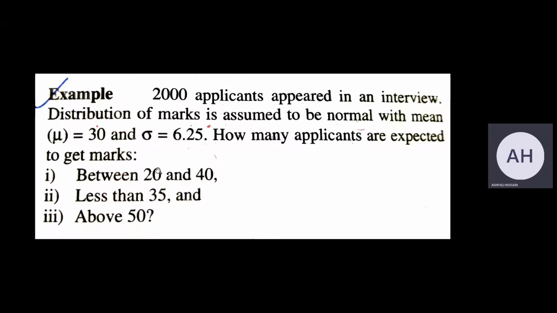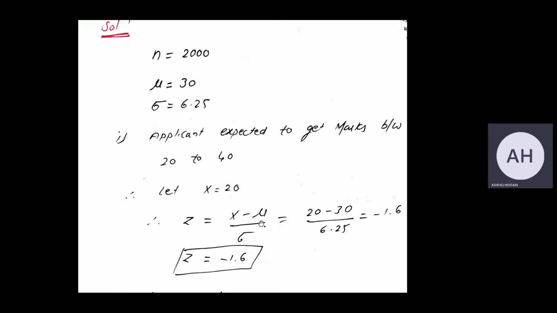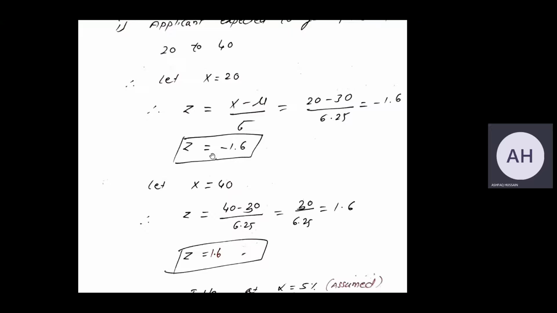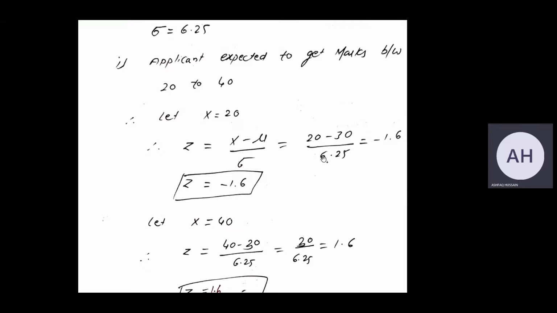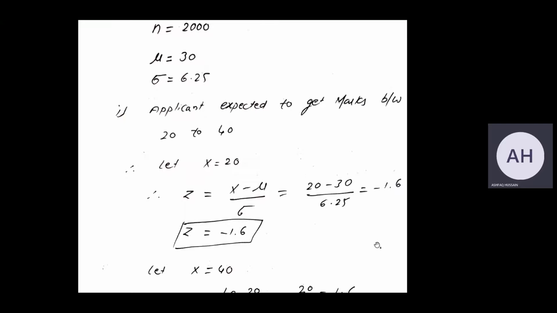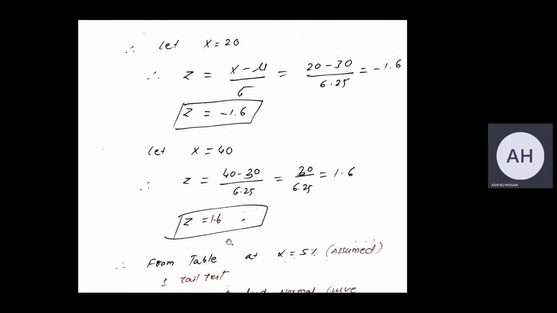Now, what we need to do in this method is, let us assume the range of marks between 20 to 40. First, put x equal to 20 in the z equation and calculate the z value. Then for the second value, put x equal to 40 and again calculate the z value. When you put x equal to 20, mu we already know is 30 and sigma we already know is 6.25. If you calculate, you will get minus 1.6. Similarly, if you use x equal to 40, the value of z is 1.6. So here it is negative and here it is positive.